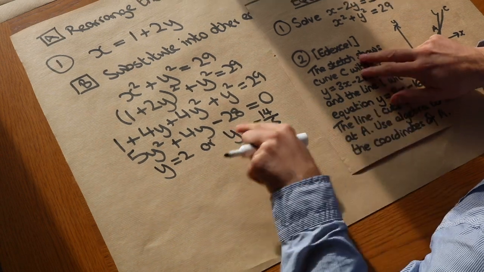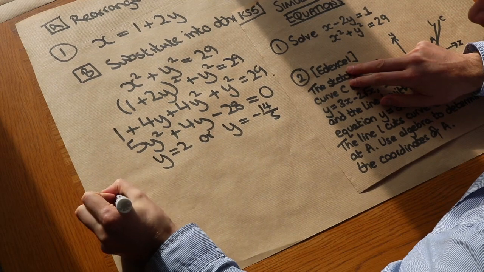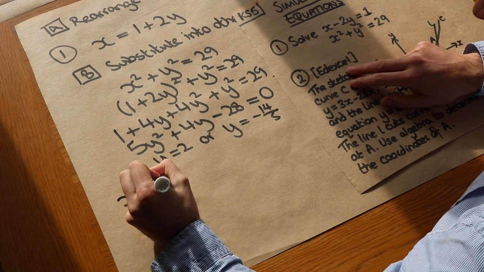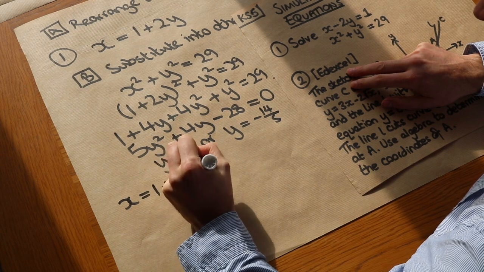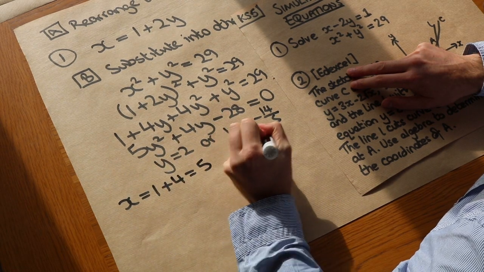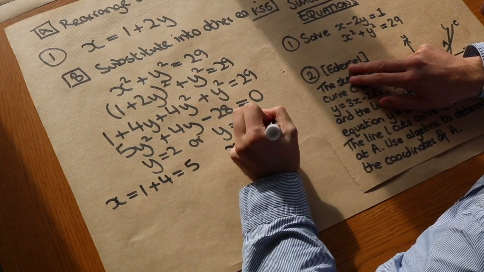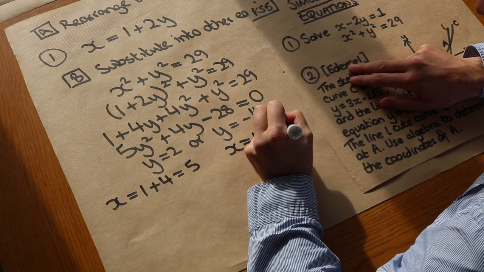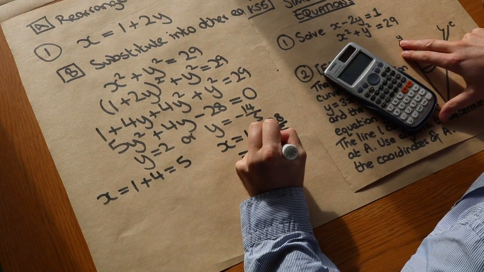And now that we've found the y, we can find the x value corresponding with each of these y values. And it's easiest to just substitute it into your rearranged linear equation. So x is going to be 1 plus 2 times 2, so that's 5. Or x is equal to 1 plus 2 times minus 14 over 5, which is minus 28 over 5. And if I just do that on my calculator, we get minus 23 over 5.